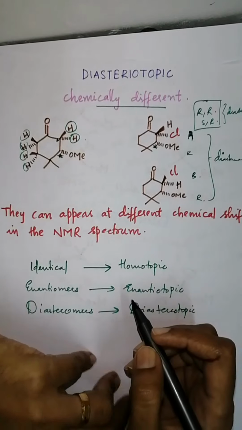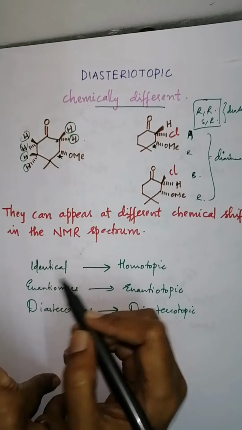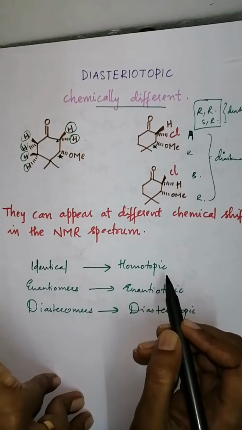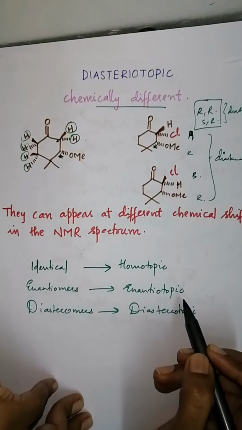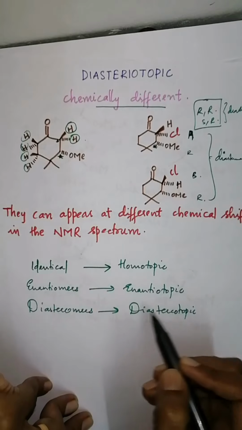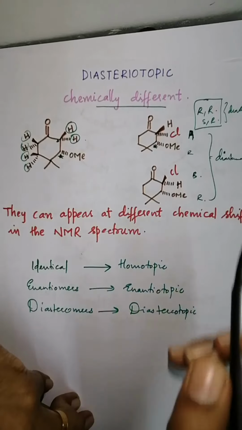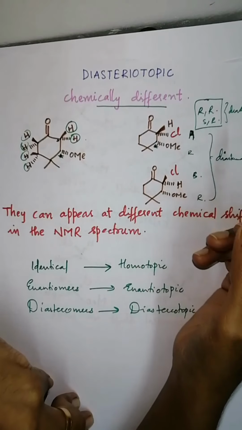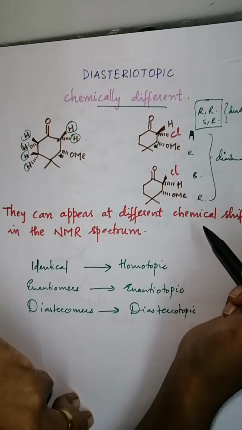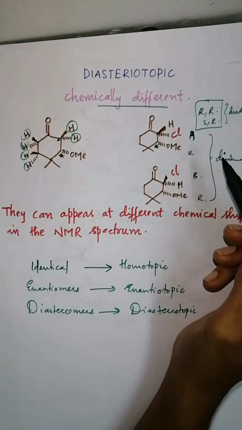Now to conclude, if on replacing the two protons or two groups we get an identical molecule, then it is said to be a homotopic group. If we get enantiomers, then they are enantiotopic. If we get diastereomers, they are diastereotopic to each other. The point to be noted is that diastereotopic usually arises when the molecule has an already existing stereogenic center. So that's about diastereotopic, enantiotopic and homotopic.